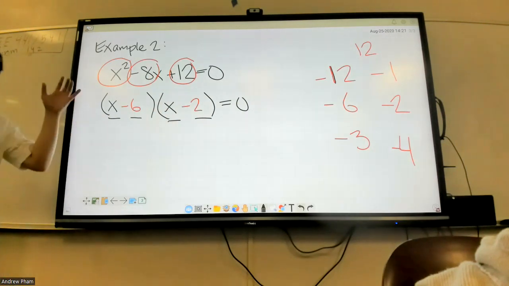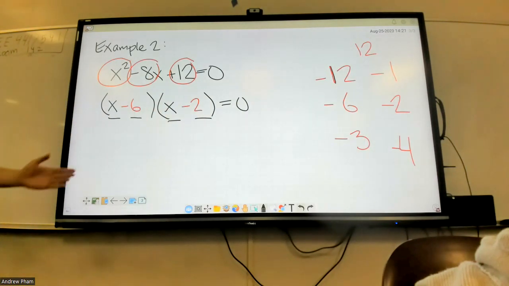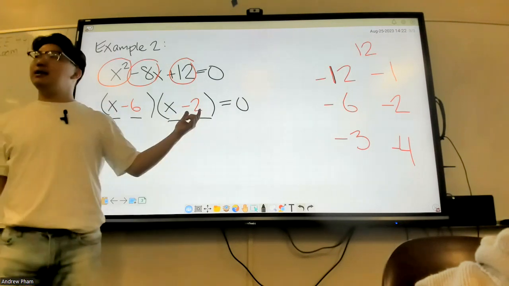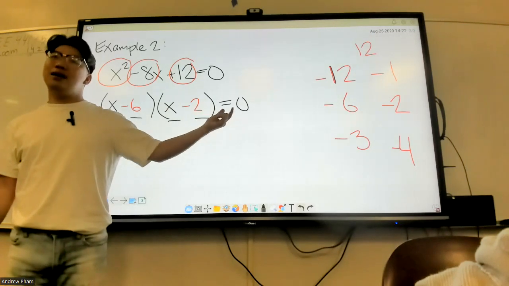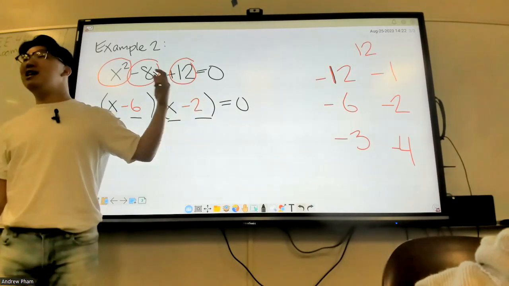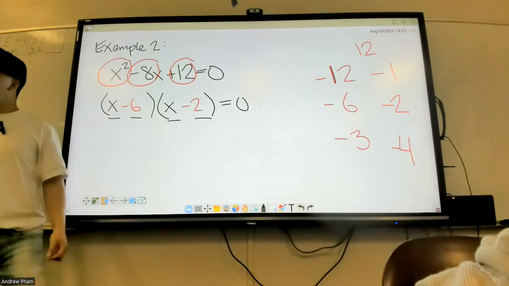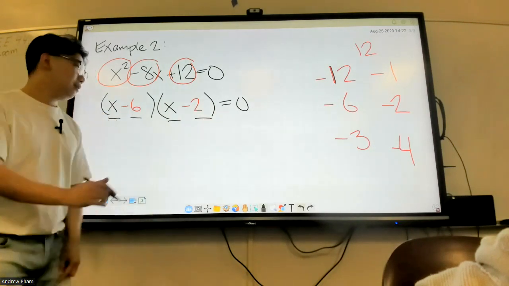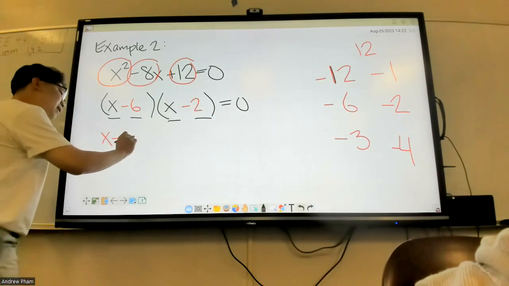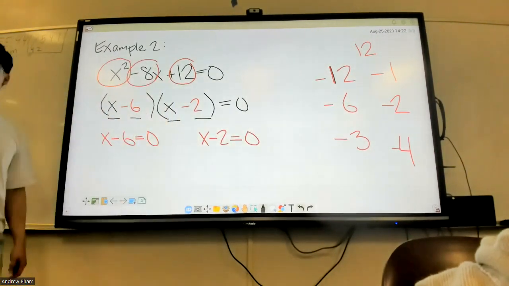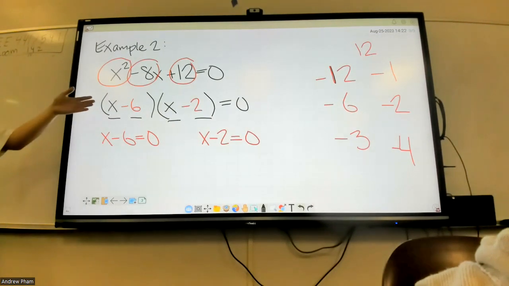Now the next thing is, how do I move on from here? Well, right here, all I've stated is I have one number times another number is equal to 0. For this equation to be true, that means either this has to be 0 or this has to be 0. In other words, I can write x minus 6 is 0 and or x minus 2 is 0. Because the only way for this equation to make sense is something times 0 gives me 0. So one of them has to be 0.